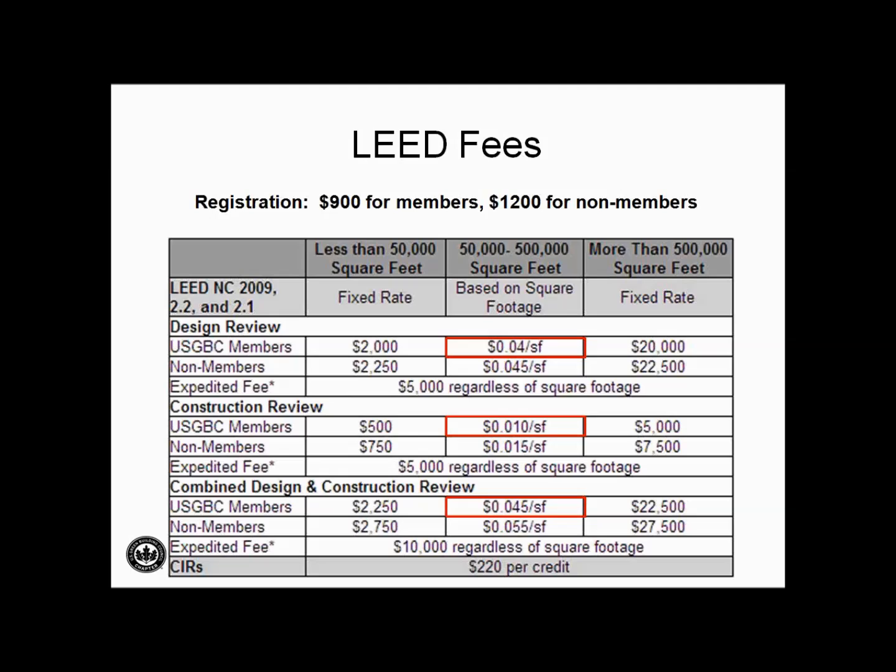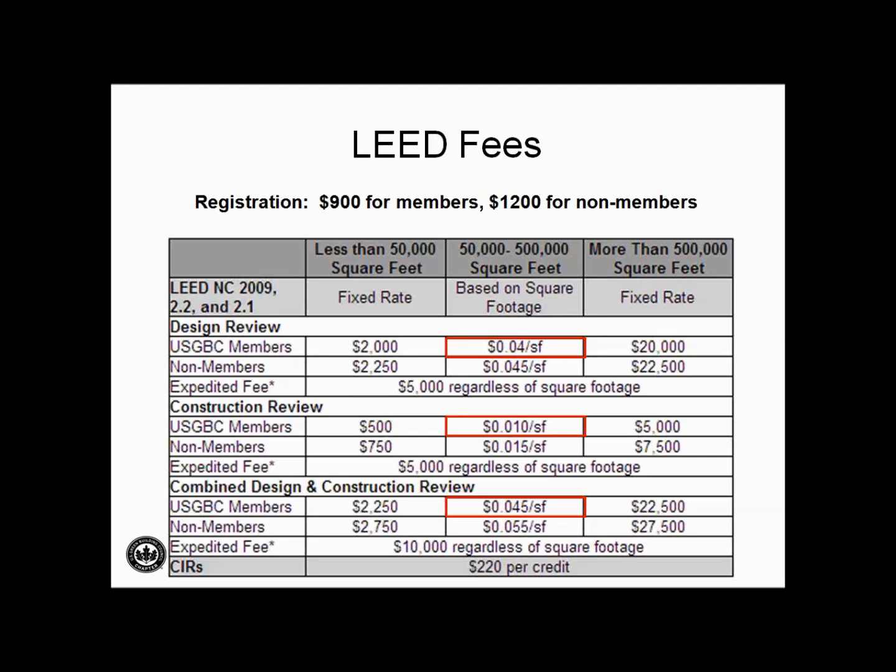So, design and construction reviews, if you do them separately, are 4 cents a square foot for the design phase, and 1 cent a square foot for the construction phase. So, round numbers, that's 5 cents a square foot. If you do them combined, it's a little less. And then there's the minimum. If you just have a 1,000 square foot outhouse, you're still going to pay $2,000 and $500 for the design phase and construction phase. But the bigger ones, there's still minimums and maximums.